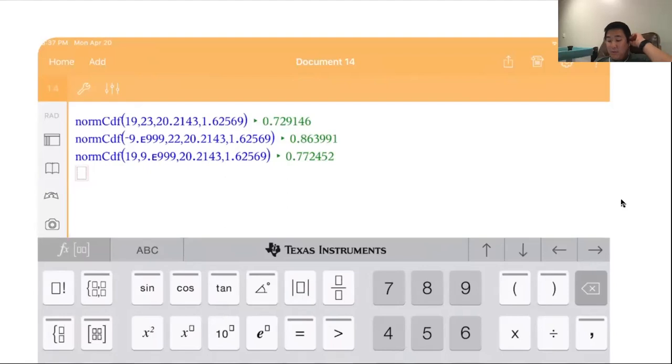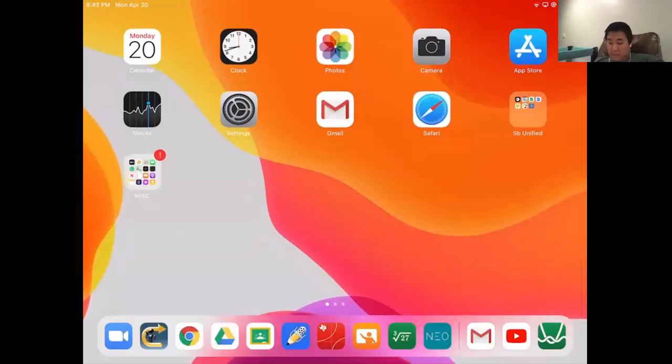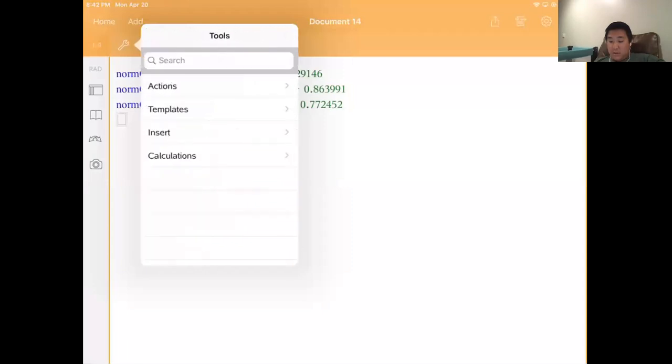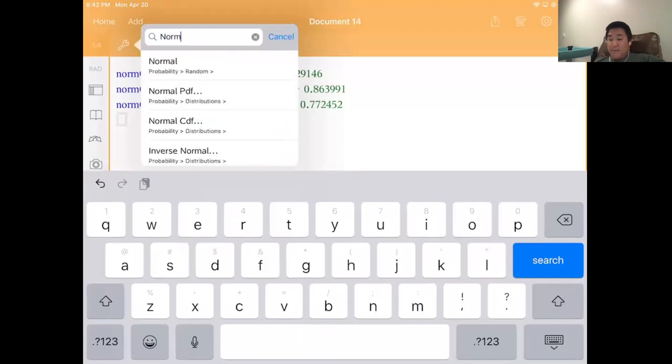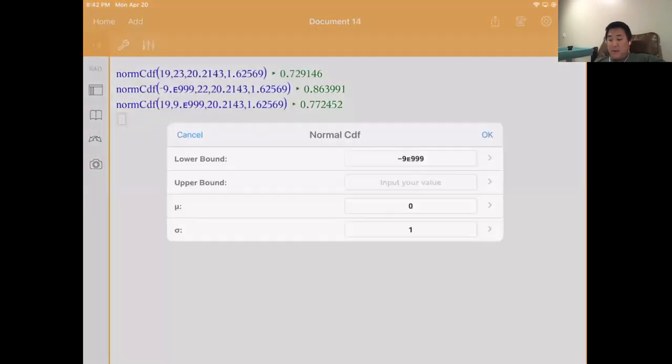to get these values, norm CDF, and you can do that by going to calculations. I think you can just type in norm CDF too. You type it in.